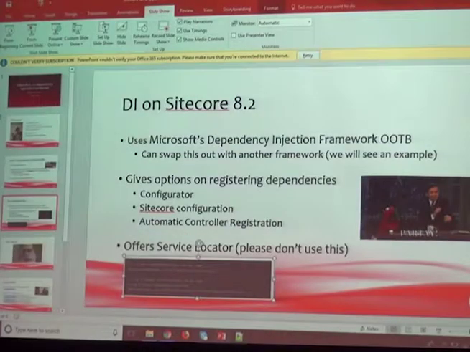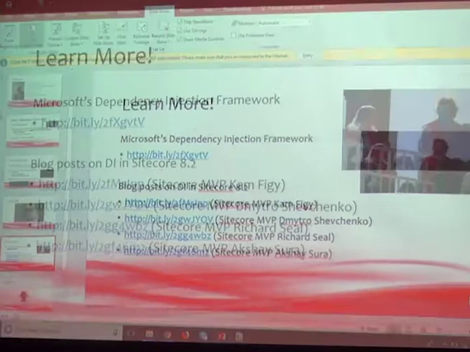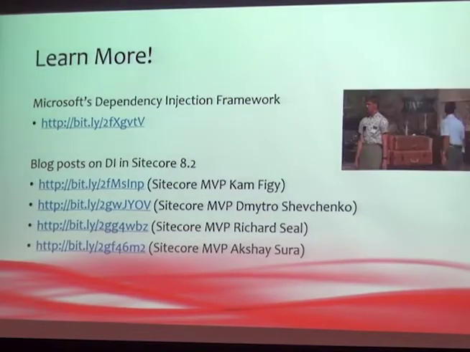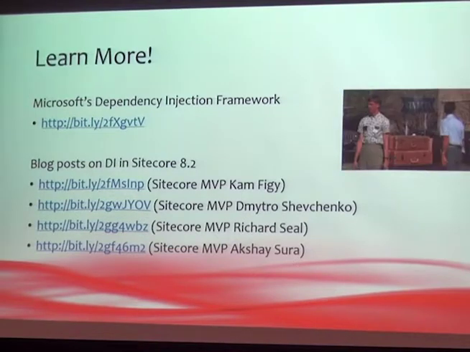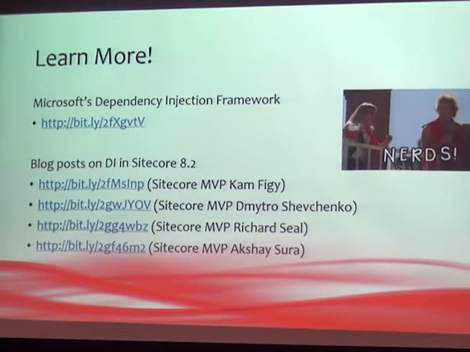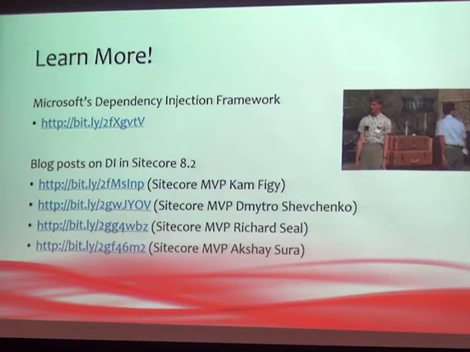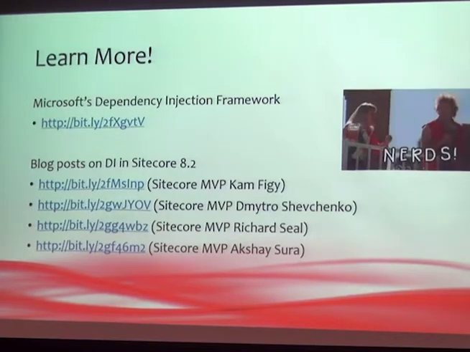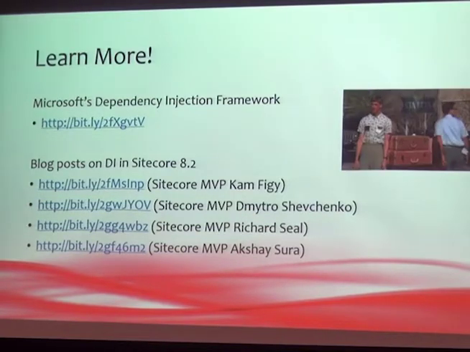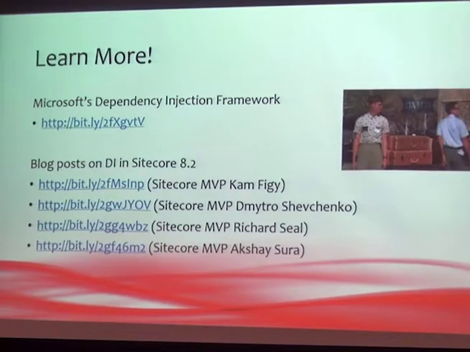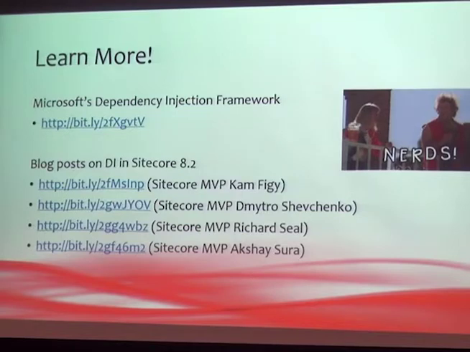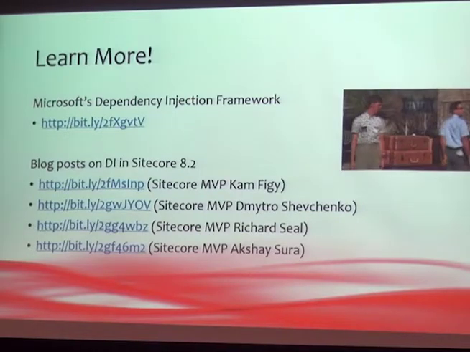All right, let's go back. So there's a lot more stuff out there that you should go read up on. Go read about Microsoft's dependency injection framework. They wrote some stuff about it. I read this a while ago. I forget what was on there, but it was some good information. There are blog posts out there. Some of these have been around for a couple of years. Cam Figge obviously wrote, he's not an MVP anymore. That's how old this slide is.